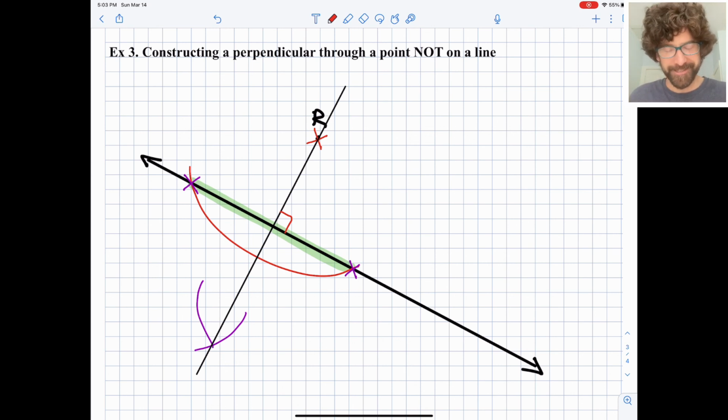All right, give it a try. Go practice that a little bit. We got through our 3 constructions, and that's a great place to stop.